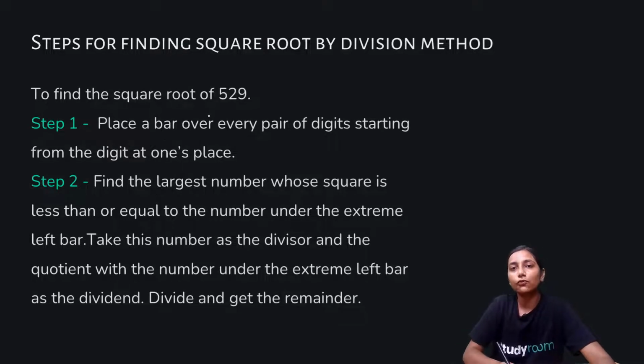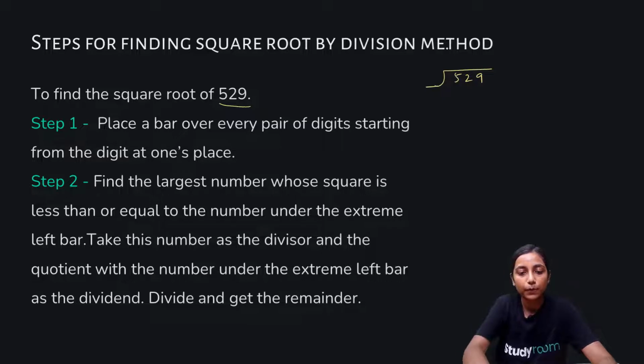Now to find the square root, for example, we have the number 529 and we need to find the square root of this 529 by the division method. How do we proceed? Our step 1 is placing a bar over every pair of digits starting from the digit at ones place. So for 529, we are going to place a bar over every pair starting from the digit at ones place.